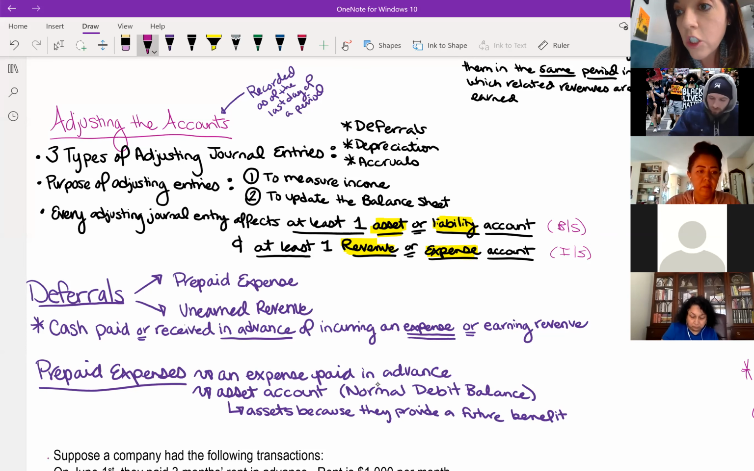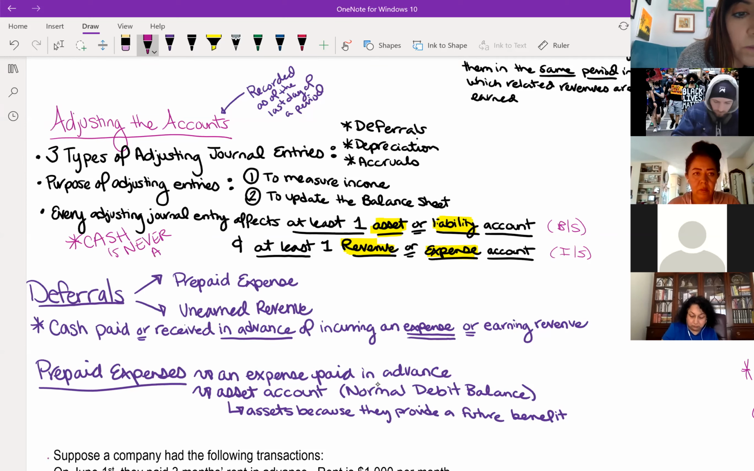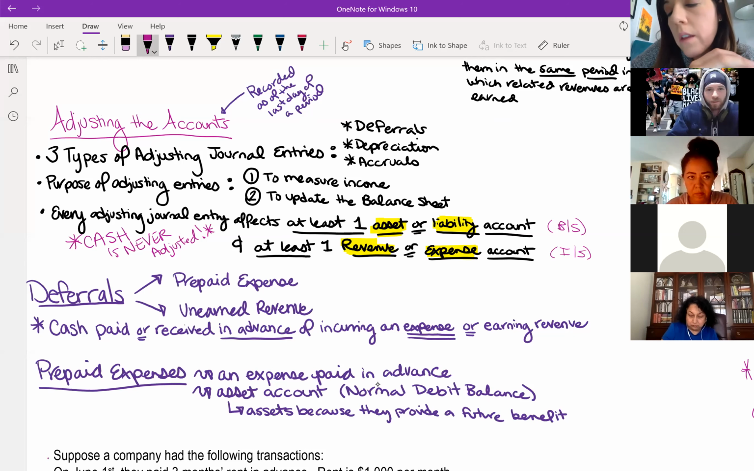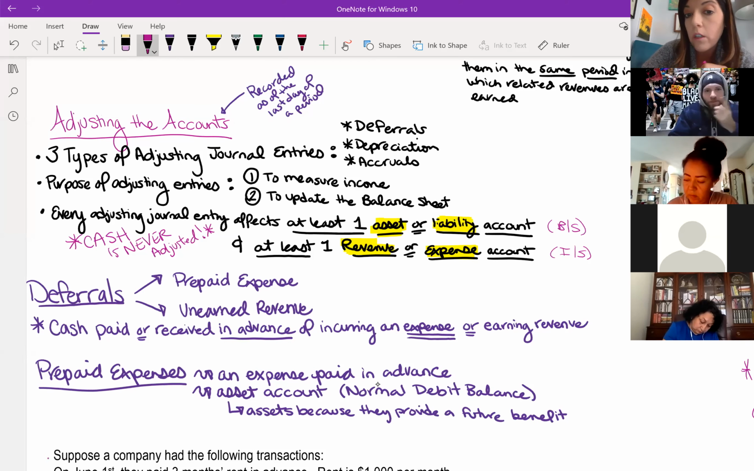Cash is never adjusted. It's just reported, right? Never adjusted, just reported. Cash is never adjusted because with these transactions, we may have received cash in advance. And so now we need to recognize the amount of revenue that we've earned during the period. So we report the cash and don't adjust it, because cash is what it is. You already know the balance of cash. Cash doesn't change with adjusting entries.